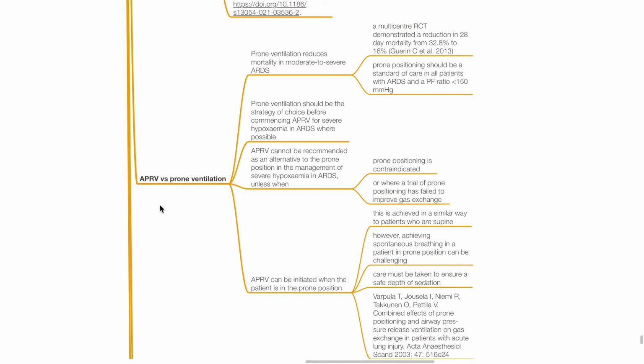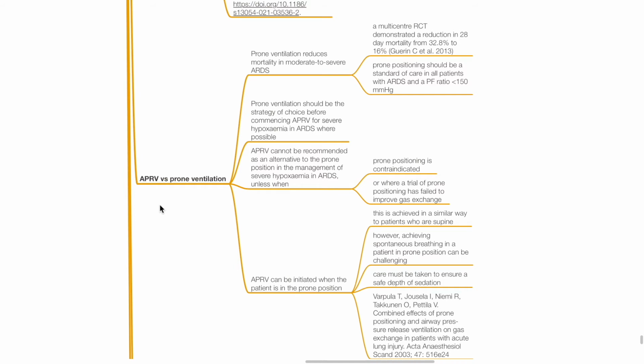APRV versus prone ventilation. Prone ventilation reduces mortality in moderate to severe ARDS in multiple studies. For example, a study by Guérin C. et al. in 2013, which was a multi-center RCT, demonstrated a reduction in 28-day mortality from 32 to 16%. Prone positioning should be a standard of care in all patients with ARDS and a PF ratio of less than 150 mmHg. Prone ventilation should be the strategy of choice before commencing APRV for severe hypoxemia in ARDS wherever possible.